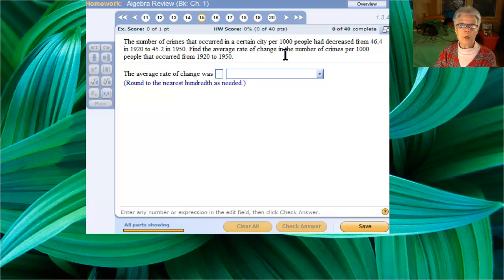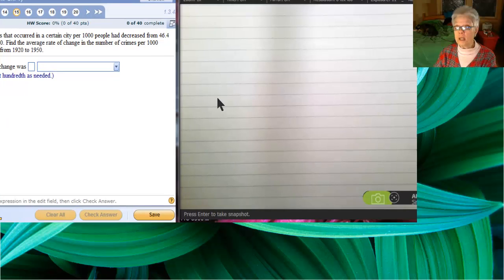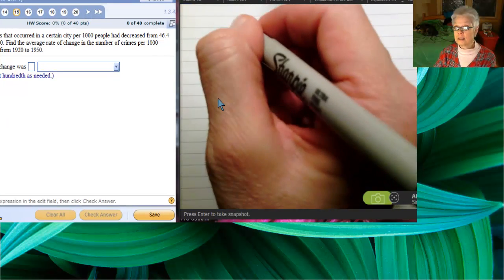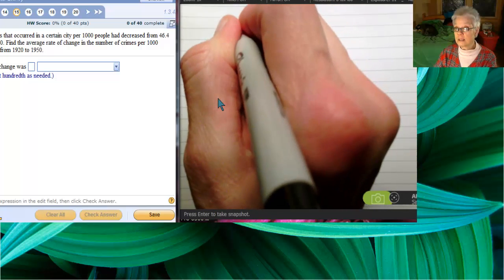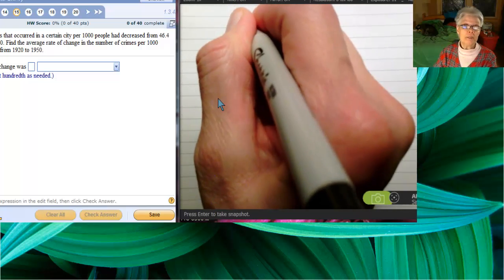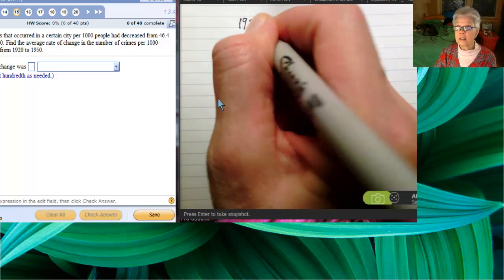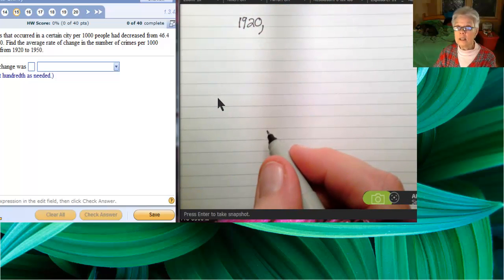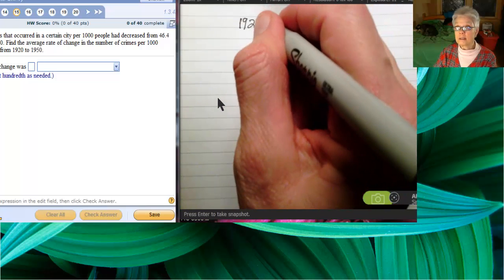Hi, and welcome to problem number 15. The number of crimes that occurred in a certain city per 1,000 people had decreased from 46.4 in 1920 to 45.2 in 1950. We're going to find the average rate of change. Remember, the average rate of change is the slope of the line. So what we're really given here is 2 points.